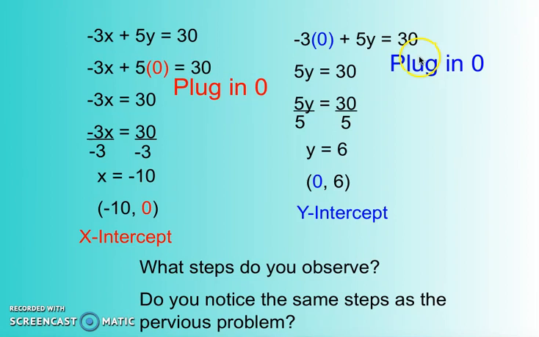If we plug in 0 for the other side, so if I'm looking for the y-intercept, now I'm plugging in 0 for x, and -3 times 0 is 0, so that disappears. So what I'm left with is 5y equals 30. So 5 times what is 30? Well, if I divide 30 by 5, I get 6. So my y-intercept is 0, 6.